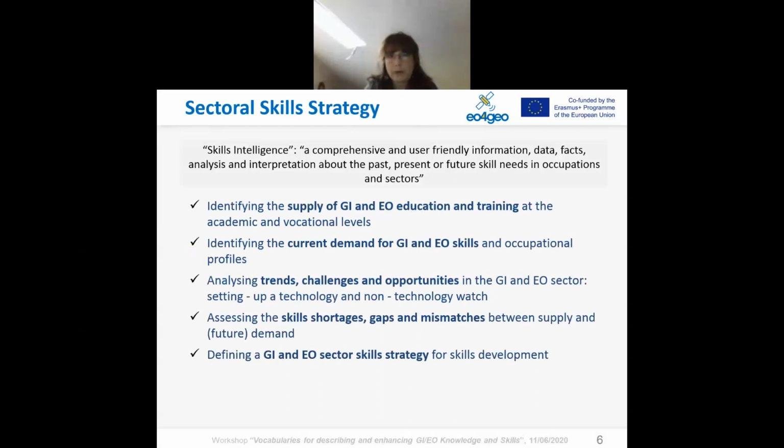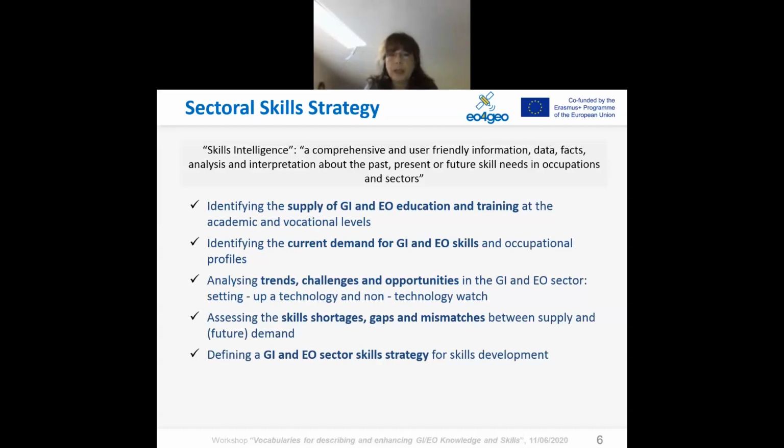I already spoke about the skills intelligence. What we did at first in EO4GEO was exactly to perform this kind of analysis, and so to identify the supply of GI and Earth observation education and training, both at academic and vocational levels, to identify what is the current demand for GI and EO skills, and also to identify the trends and challenges that we are going to face in the near and later future through a technology and non-technology watch.